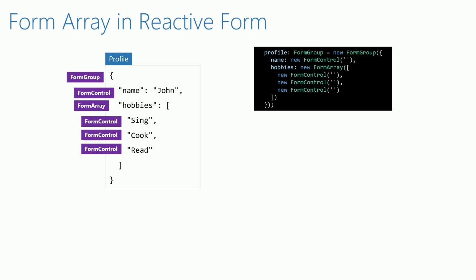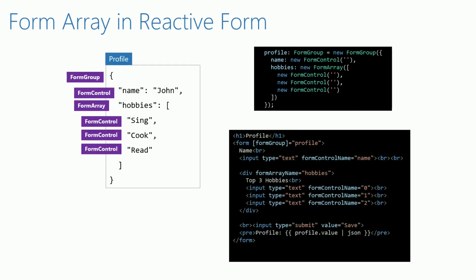Now we will see how this data model will be represented in the HTML template. The form group object will be linked to a form tag using form group directive. The name form control object will be linked to an input text element using formControlName directive. The hobbies formArray object will be linked to a div tag using formArrayName directive.